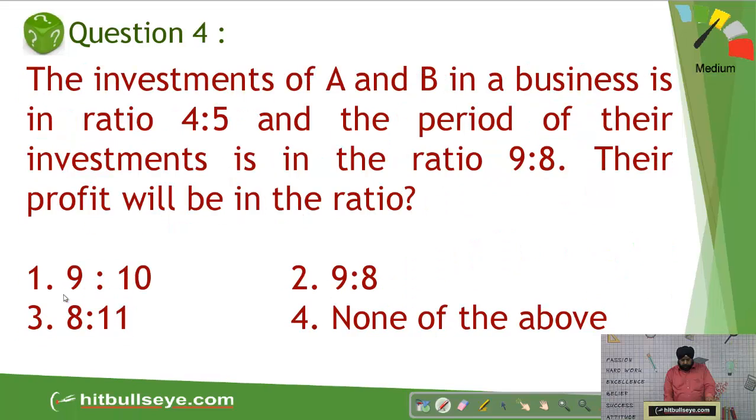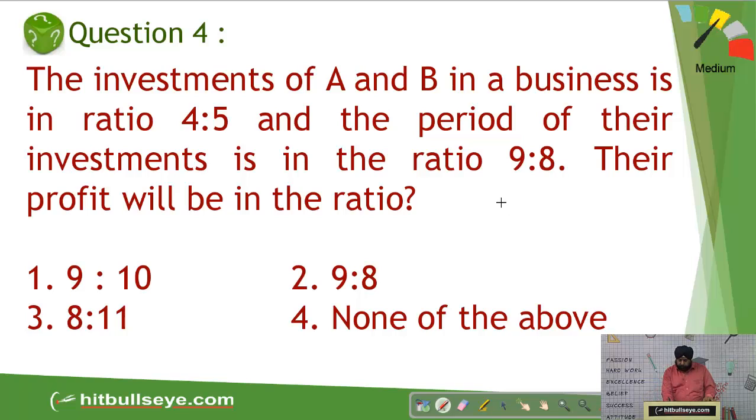Now we'll move on to the next question. The investments of A and B in a business are in the ratio 4:5. The periods of their investment are in the ratio 9:8. Their profit will be in the ratio? Students, as you know, profits are shared in the ratio of investment, and profit is taken as capital into time.